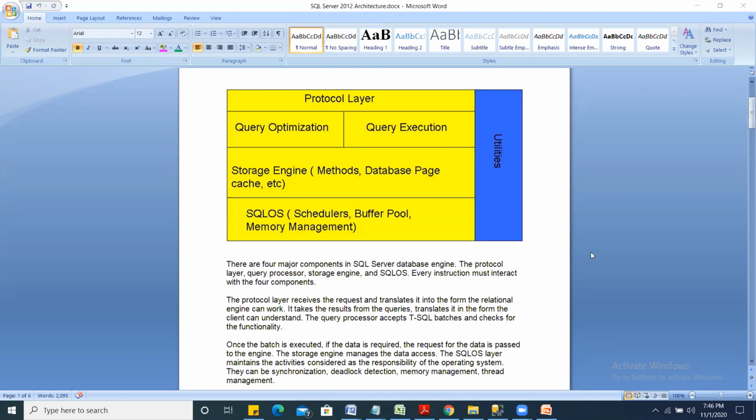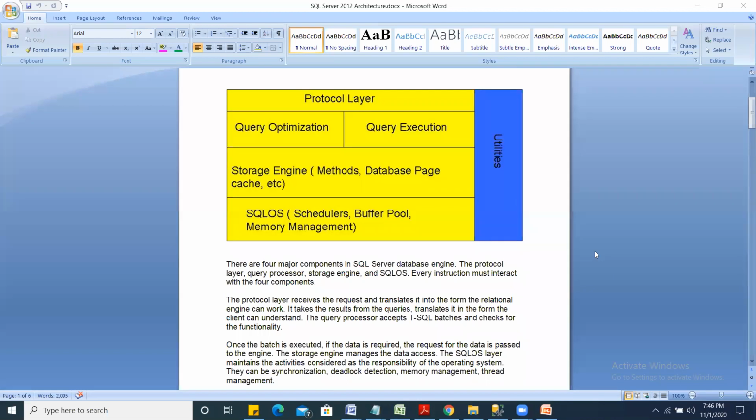So let's have a little discussion about the SQL Server architecture first. The first component is your protocol layer. My question is, why is a protocol layer necessary here in the architecture? The answer is very simple. To have communication between SQL Server and clients, a communication protocol is needed. That's why a protocol layer exists. SQL Server basically supports three protocols: shared memory, named pipes, and TCP/IP.